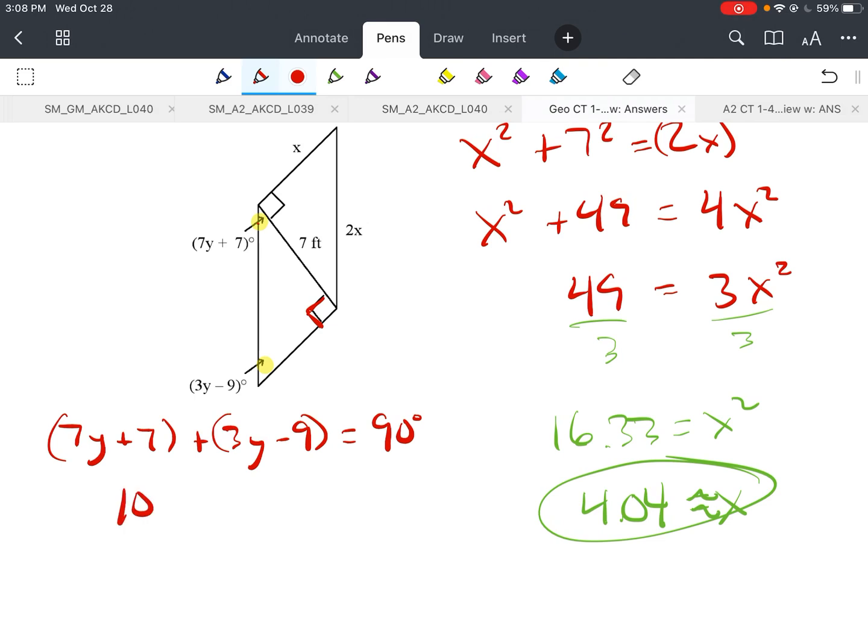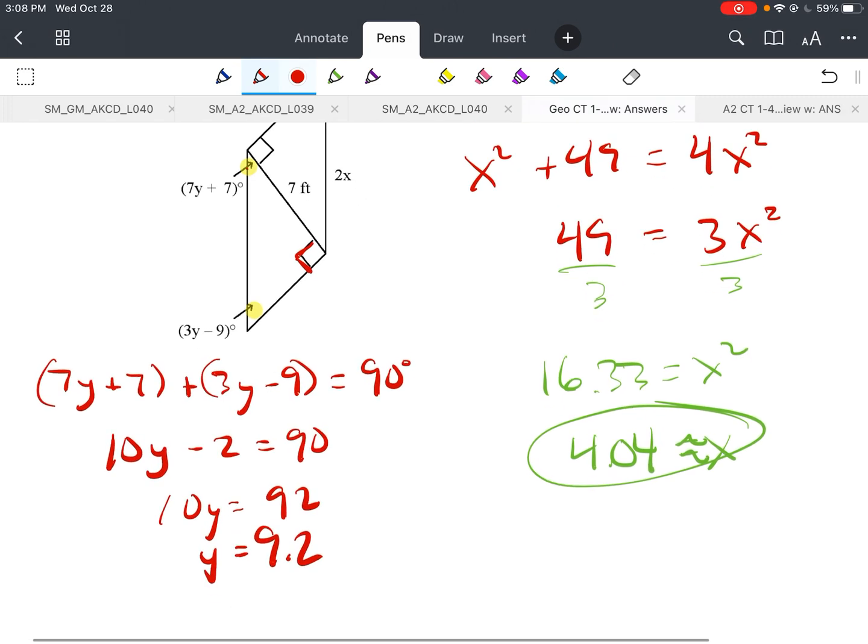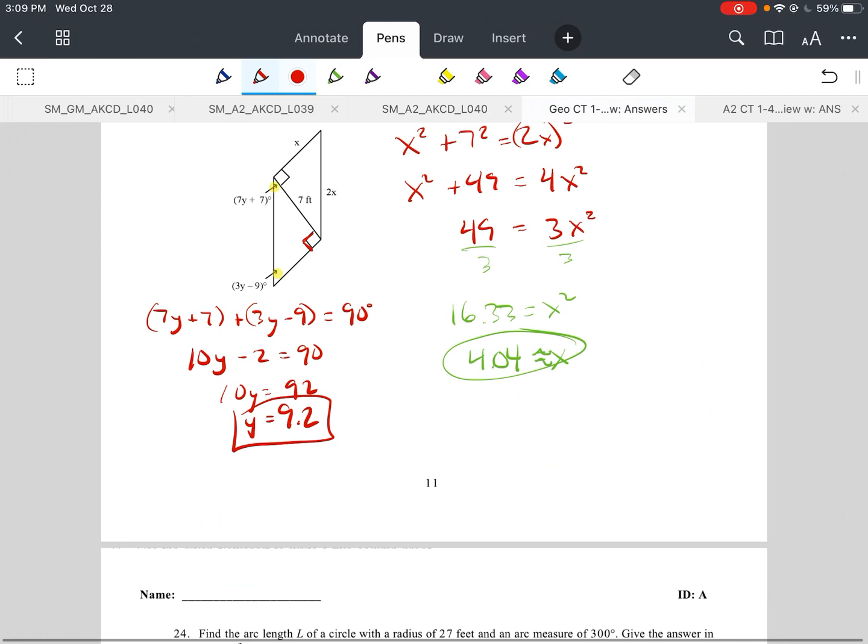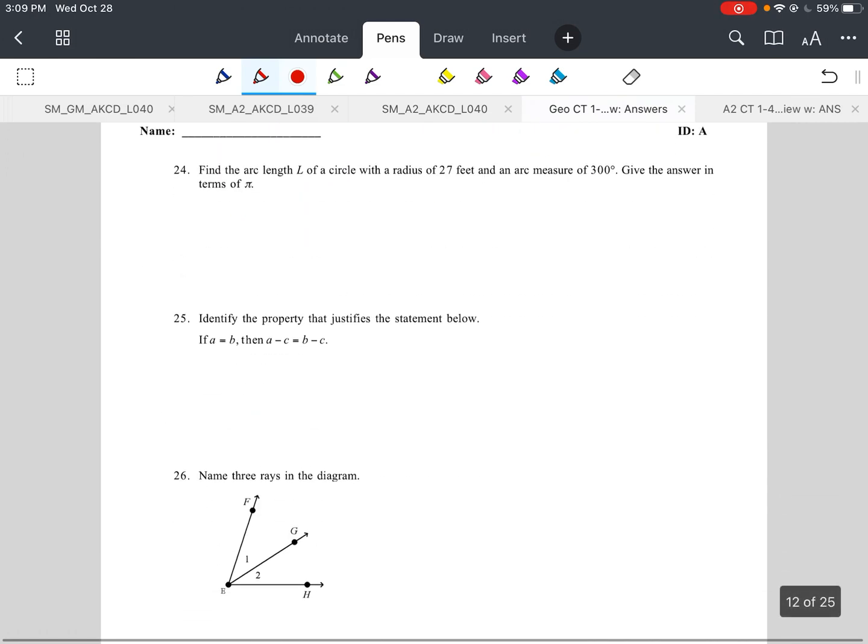This is going to be 10y, and 7 minus 9 minus 2 equals 90. We'll add 2, so 92 equals 10y. Divide by 10, so y is equal to 9.2. And that is correct. So there's my x, there's my y, and I am done. Good stuff. Let's keep it rolling here.